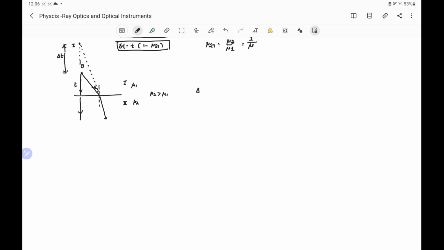So delta t will be, as we have stated earlier, t into 1 minus mu 2 1. Here mu 2 1 is the refractive index of the second medium with respect to 1, and the second medium is the denser medium, so its value is greater than 1. That means delta t will be negative. The image is formed in the opposite direction as in the earlier case.